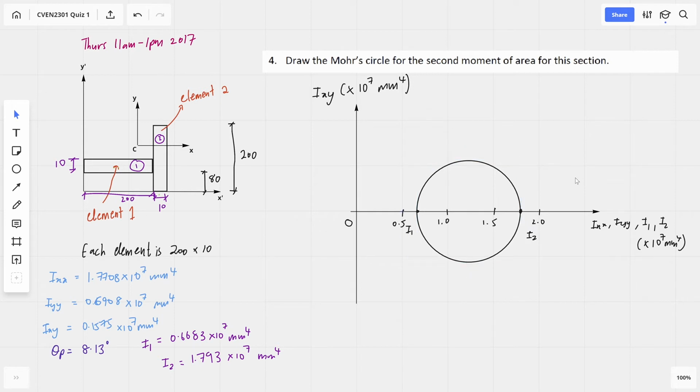And then afterwards we would have to plot the points: IXX, IXY as one point, and IYY, IXY as another point, because these points actually lie on the curve. Okay, so IXX will be 1.7708. So this was 1.79, so it's really close. I'm going to put it here. And the other point was 0.6908, and that's really close, isn't it? So I'll put it right here.